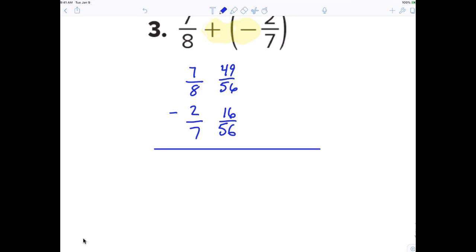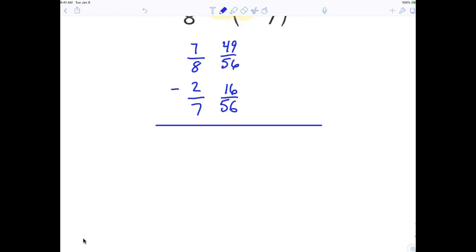Subtracting this time. Come on, guys. I think this is easy. Come on, everybody can work this. So now we just have to tell me what 49 minus 16 is. Help me. 49 minus 16. 33, guys. Come on, everybody's got to get involved.